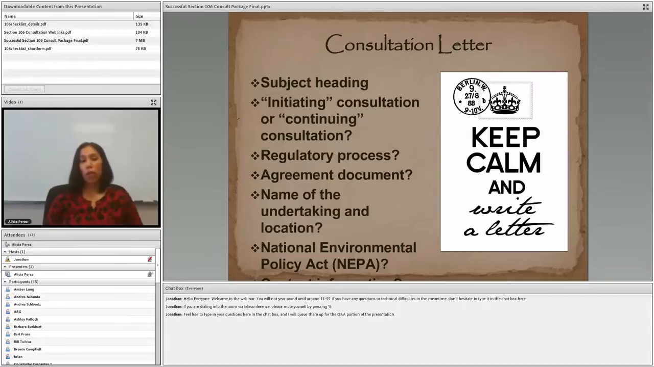Also make sure that you not only indicate the name of the undertaking, but also the location. Where is the undertaking occurring? County, city, that type of thing. You also want to indicate whether or not you're using the NEPA, the National Environmental Policy Act process for Section 106 purposes. And lastly, you also want to indicate contact information. So who would you like for us to address our response letter to?